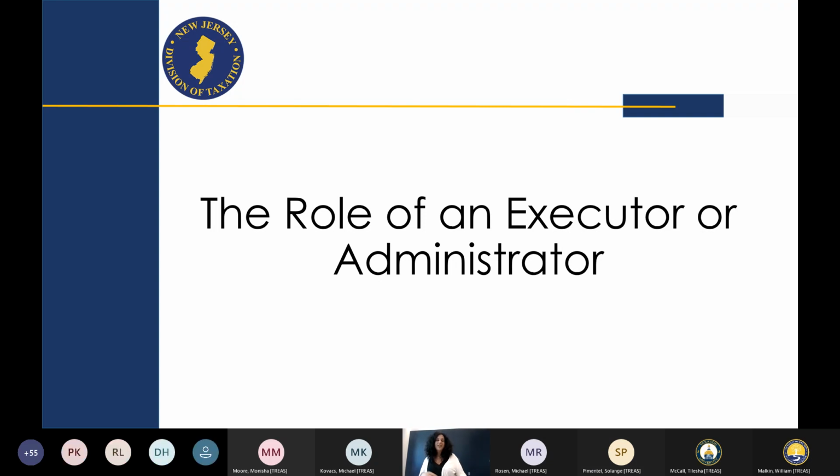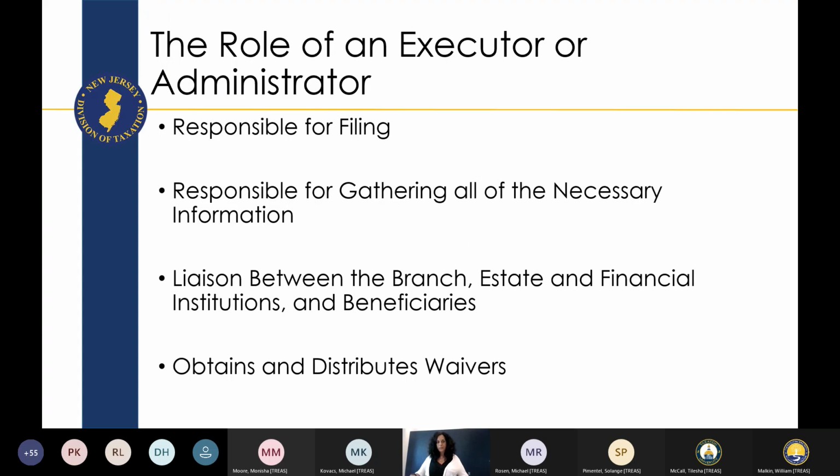Then I will continue with the role of an executor or an administrator. The executor or the administrator would be the person who is in charge of everything relating to the estate. Keep in mind that as an auditor, when I am referring to an estate, I am just referring to anything that is owned by the decedent. From our perspective, it doesn't matter how large or how small the person's assets were. A person can only own $1,000 worth of something, and we still refer to that as an estate.